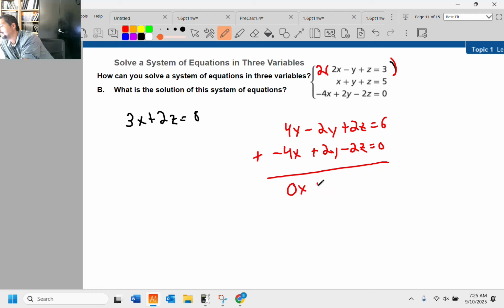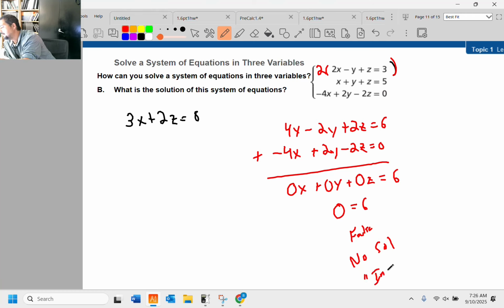Now what's cool is I have no x, I have no y, I have no z's, and equals 6. Now 0 plus 0 plus 0 has always been 0. This is a false statement. 0 is not equal to 6. This literally means no solutions, which by the way is classified as inconsistent.